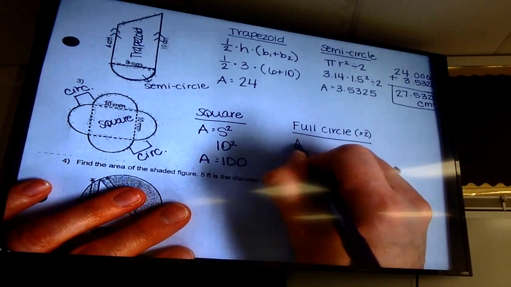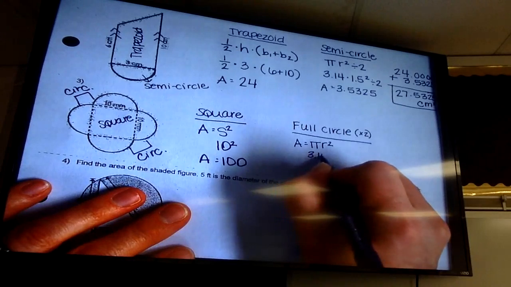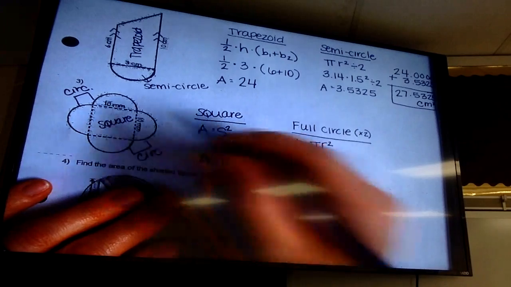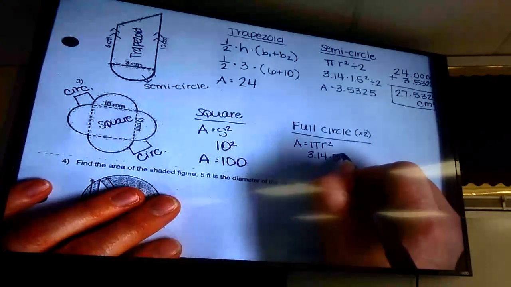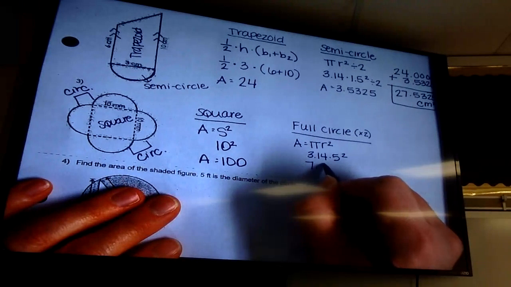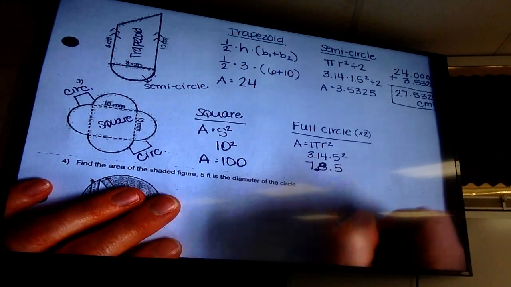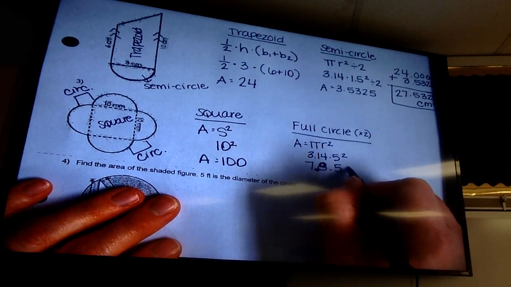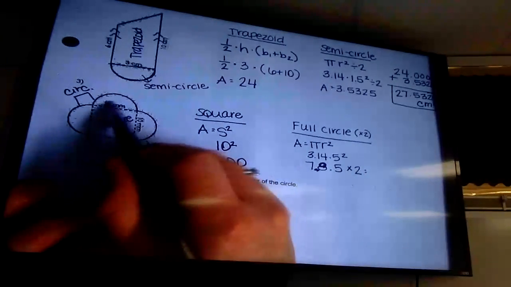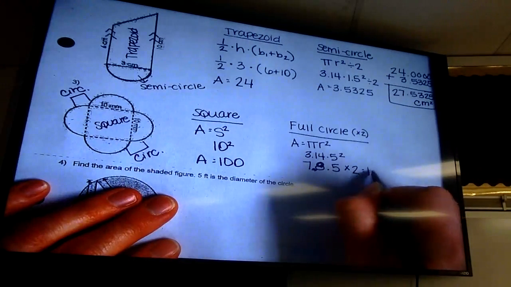So I know the area formula for a full circle is pi r squared. I'm going to fill in what I know, 3.14 times my radius. I've been given the diameter of 10, so my radius is 5 squared. And when I find the area of one circle, I get 78.5. But that's one circle, and I have 2 of them. So I'm going to say times 2 to get all of these covered, this circle and this circle. And when I do that, I get 157.